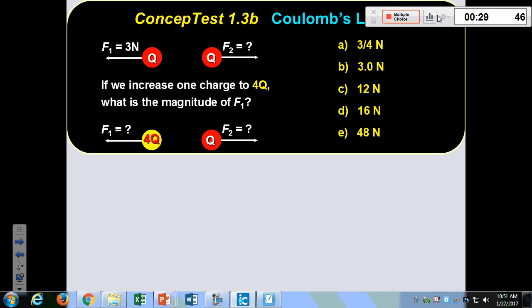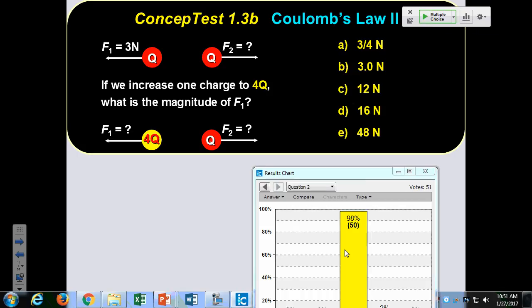All right, I'm going to stop at 35. You are amazing. You are awesome. The answer is it is 12, right? Because it's a linear relationship.